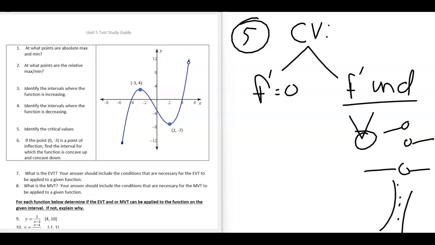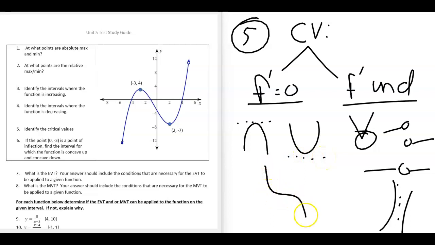Now, a place where the derivative is equal to 0, that's either like the top of a curve or the bottom of a curve. It could also be something that looks like this.